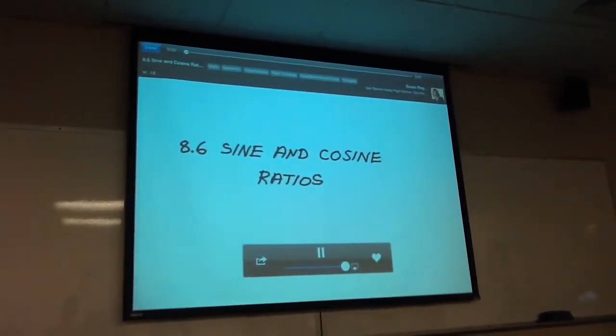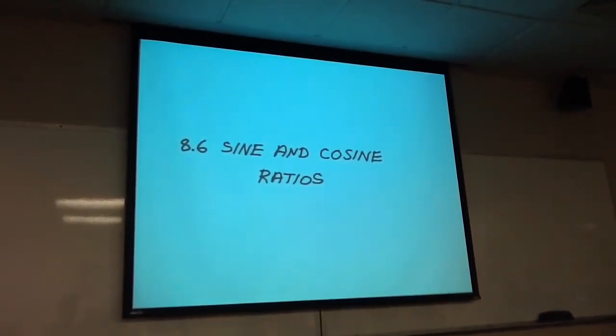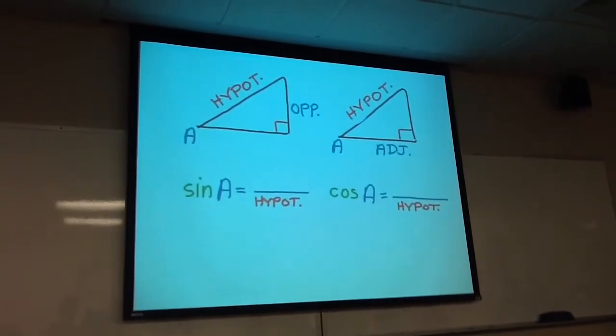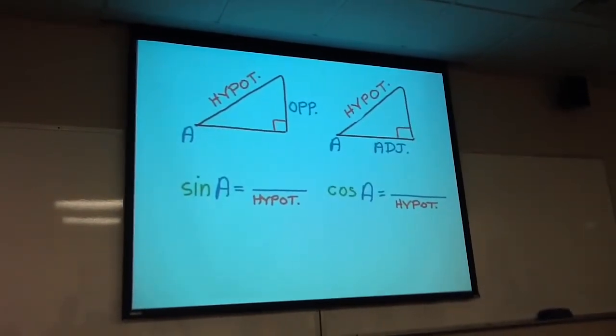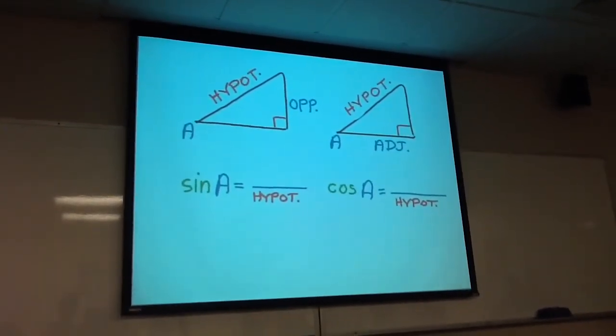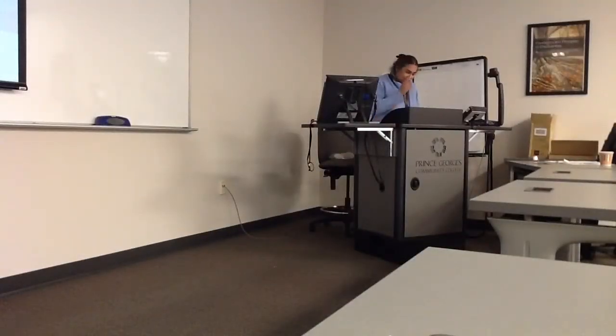Lesson 8.6 is about the sine and cosine ratios. Much like the tangent ratio, sine ratio and cosine ratio represent relationships.